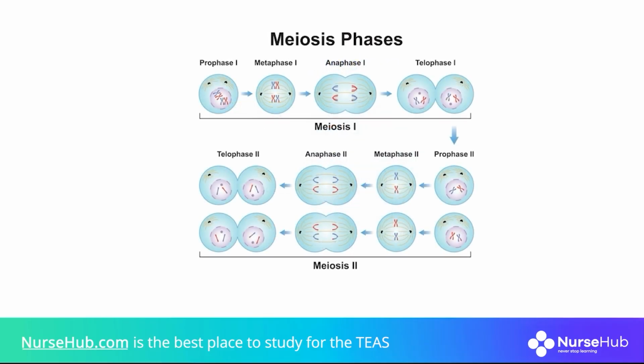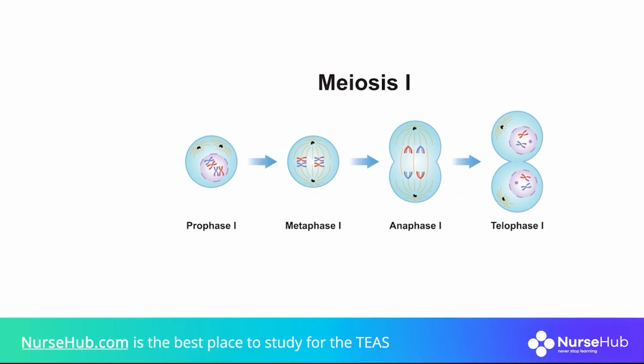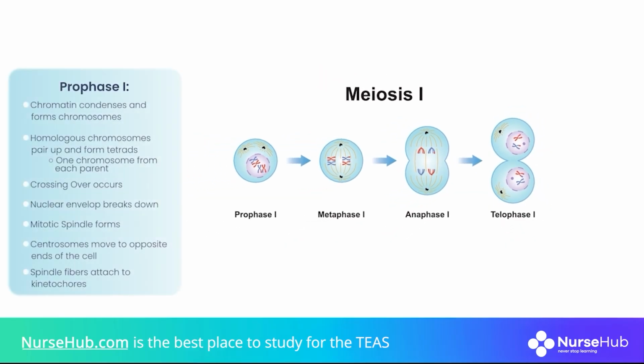There are kind of 2 tracks of meiosis. And so often the first one is called meiosis 1 and the second is called meiosis 2. Let's focus now on meiosis 1. The first stage of meiosis 1 is called prophase 1. At this stage, the cell prepares for division. The nuclear membrane starts to break down and the chromosomes condense and become visible.